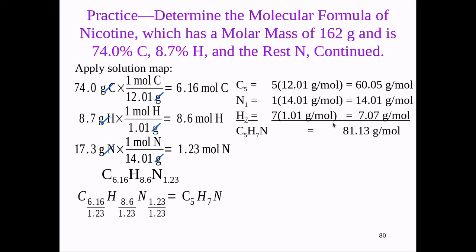We need to figure out what is the factor we need to multiply by these subscripts in order to get to the molecular formula. So we take the molar mass of nicotine, and we divide it by the formula mass of our empirical formula, and we get our factor of 2.